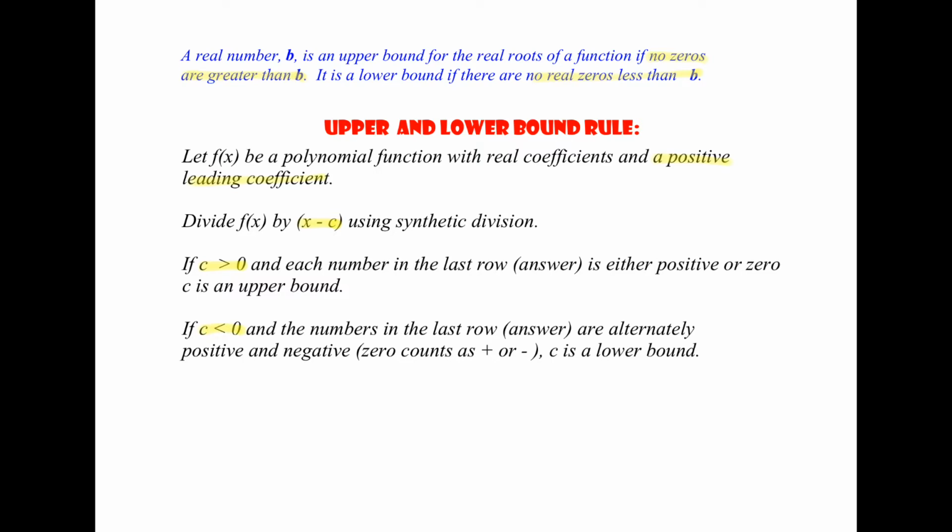If we're looking for the upper bound, if c is greater than 0 and each number in the last row is either positive or 0, c is what we call an upper bound. For a lower bound, if c is less than 0, the numbers in the last row are alternating positive and negative. Remember, 0 counts as positive or negative in this case. If that is the case, c is considered the lower bound.